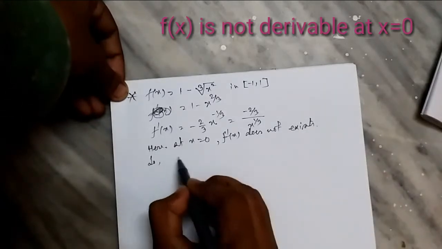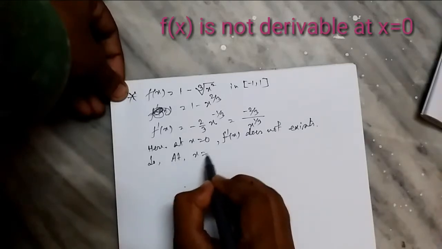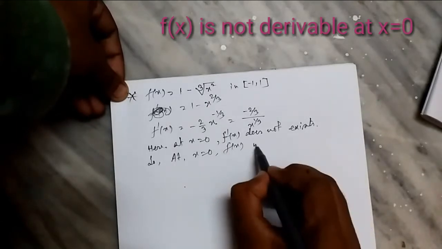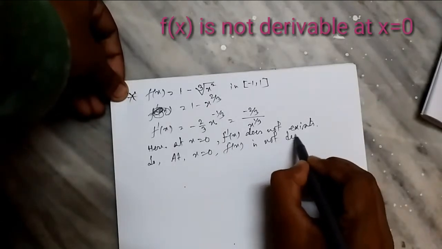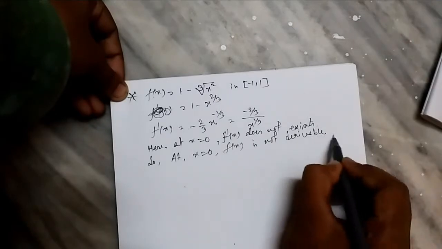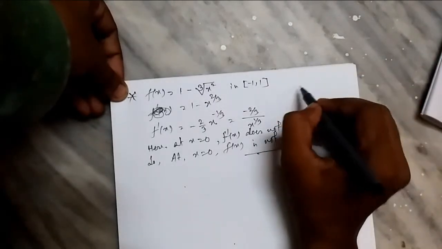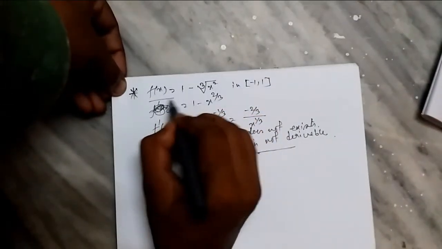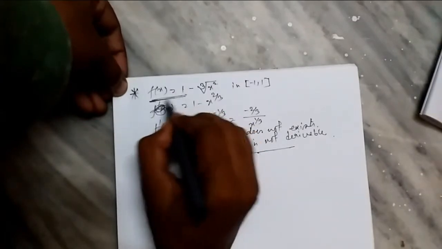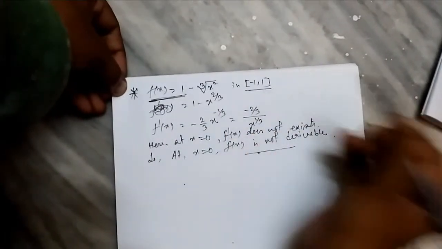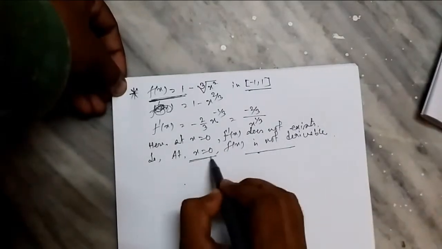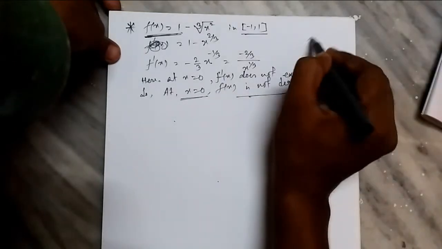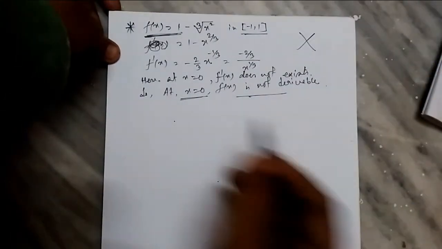So at x equal to 0, f(x) is not derivable. Our second condition for Rolle's theorem is that f(x) must have its derivative existing in the open interval (-1, 1), but here at the point x equal to 0, the function f(x) has no derivative, so this is not applicable for Rolle's theorem.